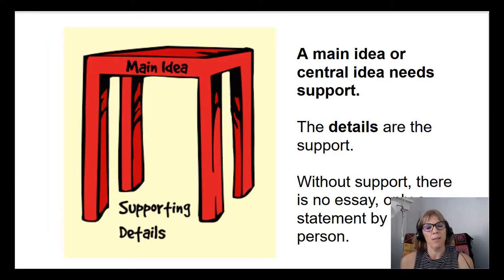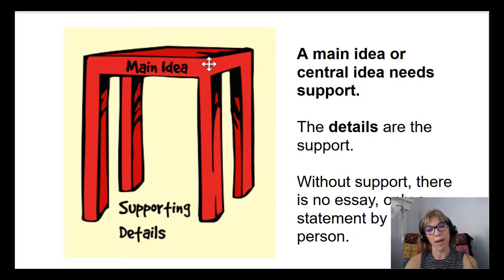So let's look at this image here. Here's the main idea, this tabletop. A main idea can't stand on its own, just like this tabletop cannot stand on its own. It needs these legs to support it. Those legs are the third piece to the text, the supporting details. So the details are what support the main idea. They describe the main idea, they defend the main idea, they explain it, they give reasons. So the main idea is supported by the details.